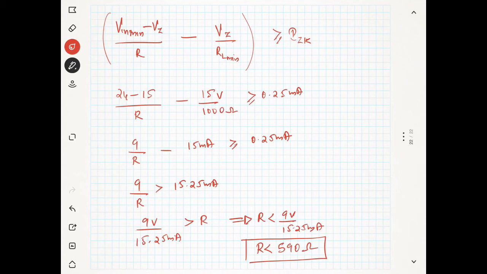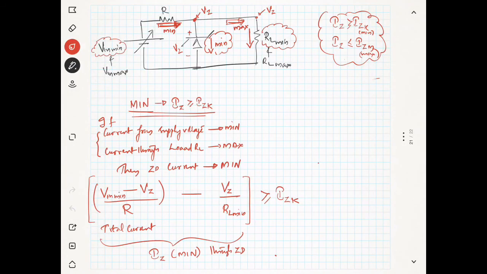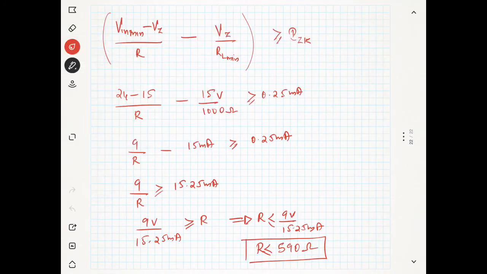For example, if you are putting an R of 600 ohms, what will happen to the current? The current becomes very less and the Zener diode will go to the off state. So you should ensure the condition that your R should be less than or equal to 590 ohms. Now we have got some idea regarding R, but this is not enough. We want to find the exact R. This is the equation that we have got using the minimum condition. Now we will use the design.